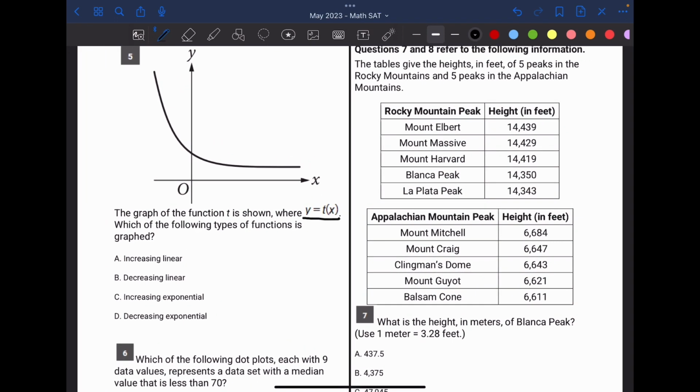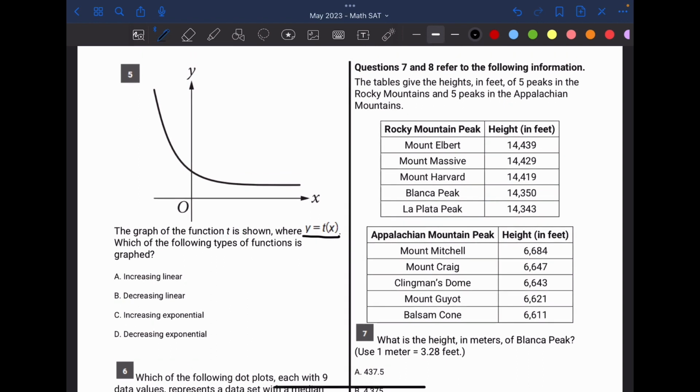Which of the following types of function is graphed? So first, we can see that we have either linear or exponential. You can probably tell that yourself, but linear lines are straight, kind of going up or down. Is this a straight line? Obviously not, so we know that A and B are already wrong.